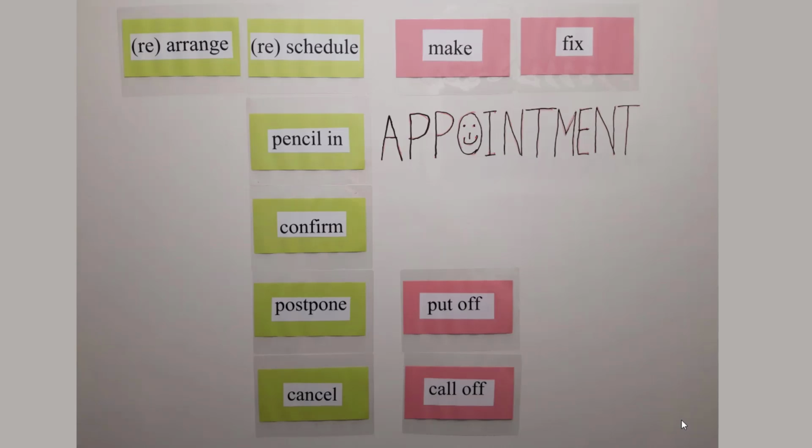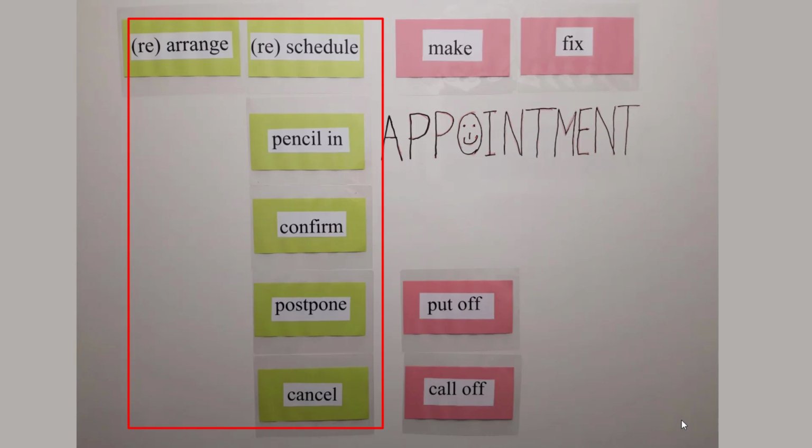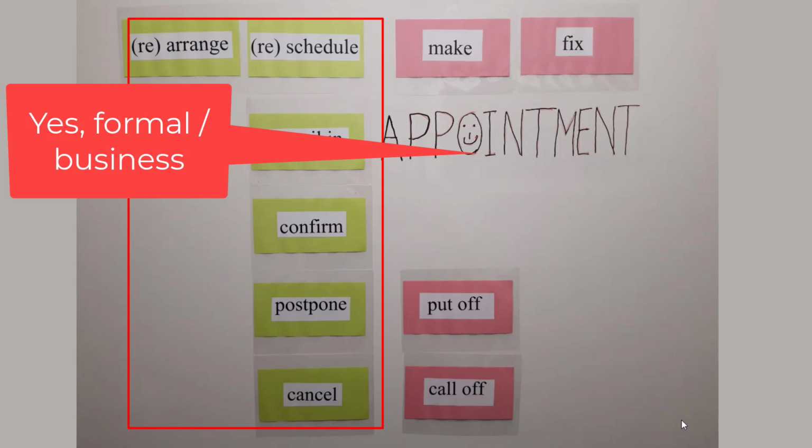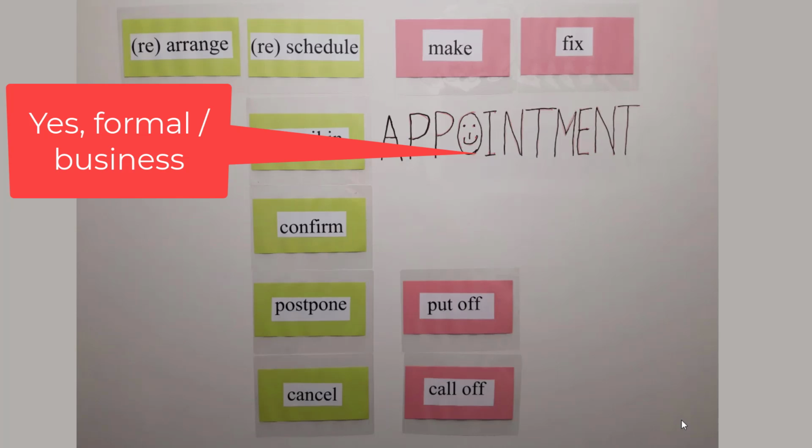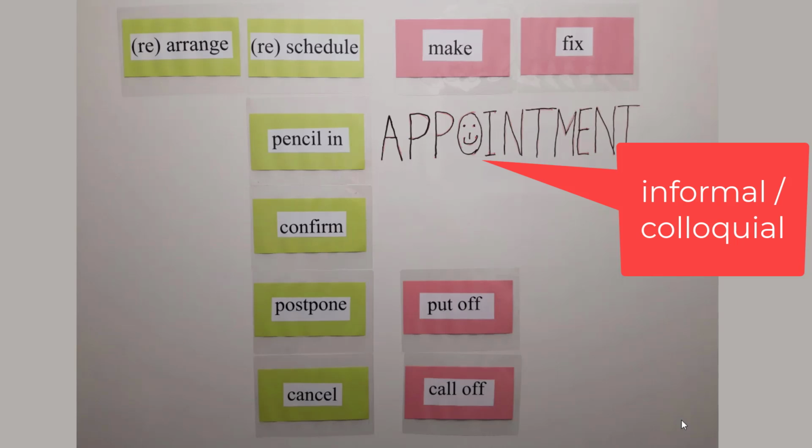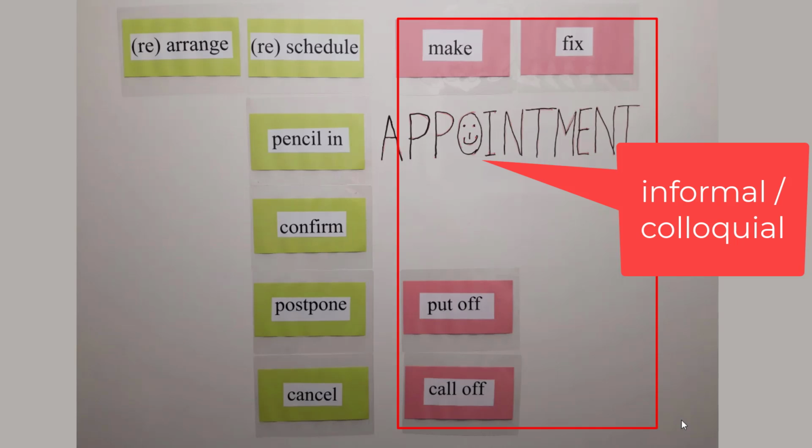Today it's all about 10 things you can do with an appointment. If you have a look at our board, you can see there are 10 verbs which you can do with an appointment. On the left-hand side in green are the more formal ones, the ones you would use in a business organizational situation, and on the right are the more informal phrases. So let's go through them step by step.